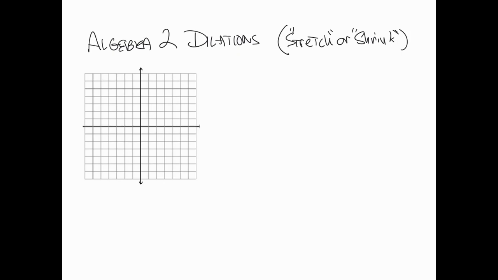Hello, Algebra 2 folks. It's time for another little tutorial on function transformations. This time the transformation is referred to as a dilation, or as I like to think of it, the stretch and shrink transformation. And as we do this, we're going to be looking at the same original equation that we used last week, y equals x squared.